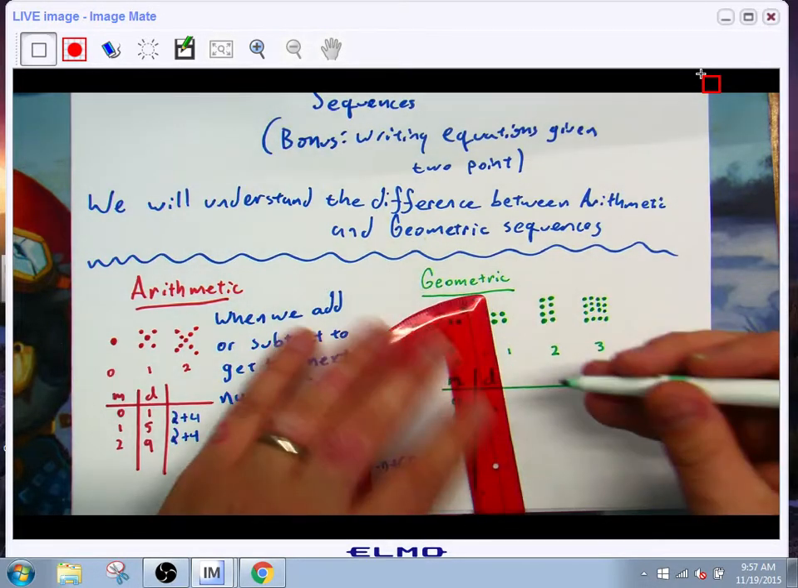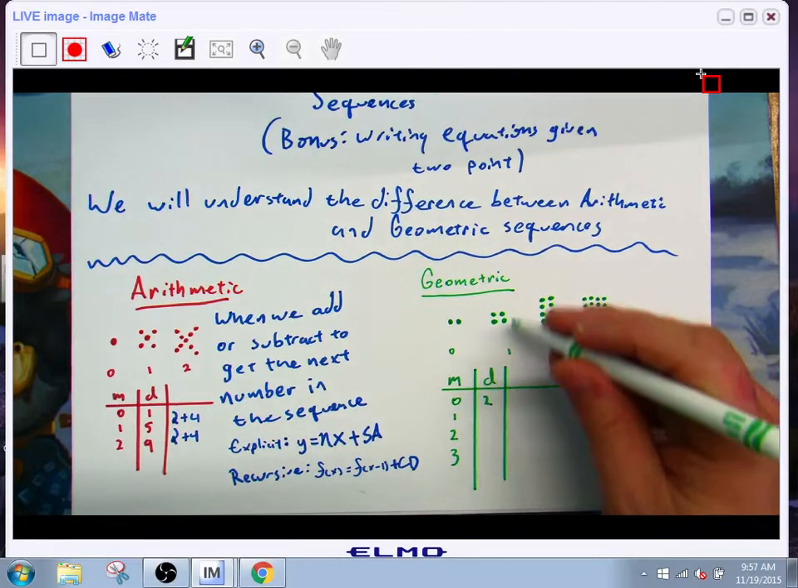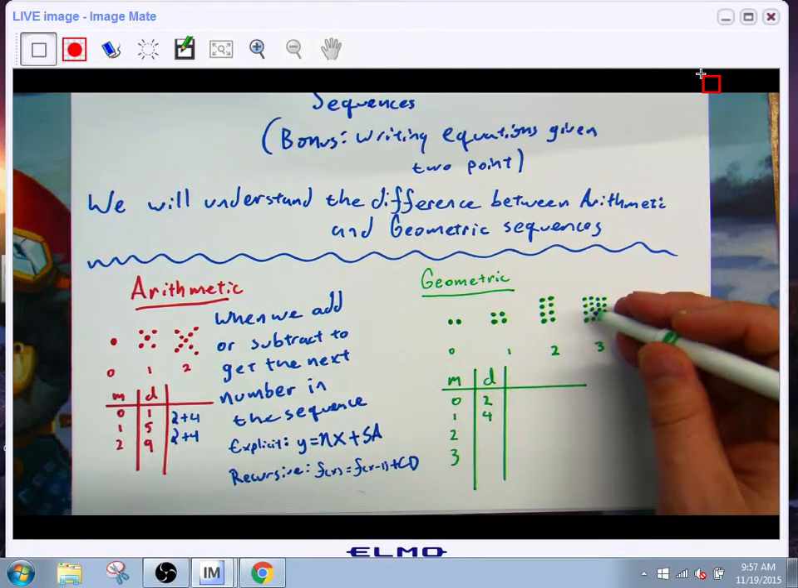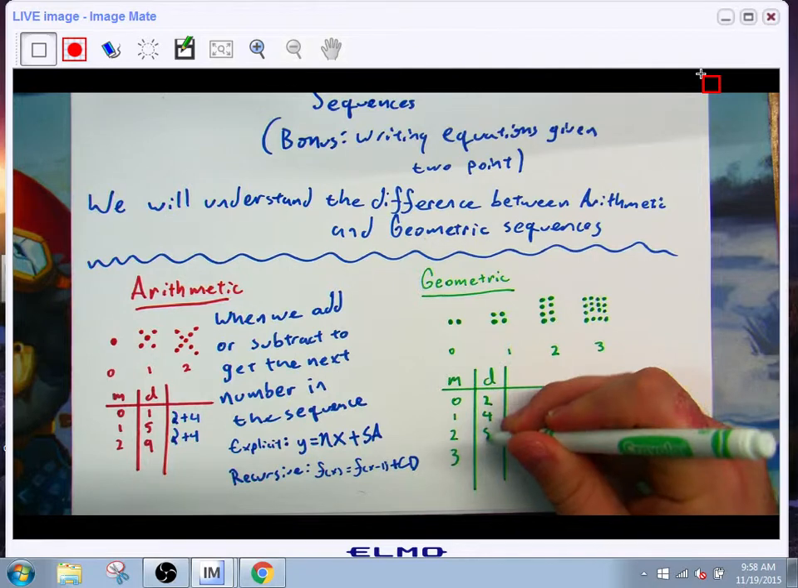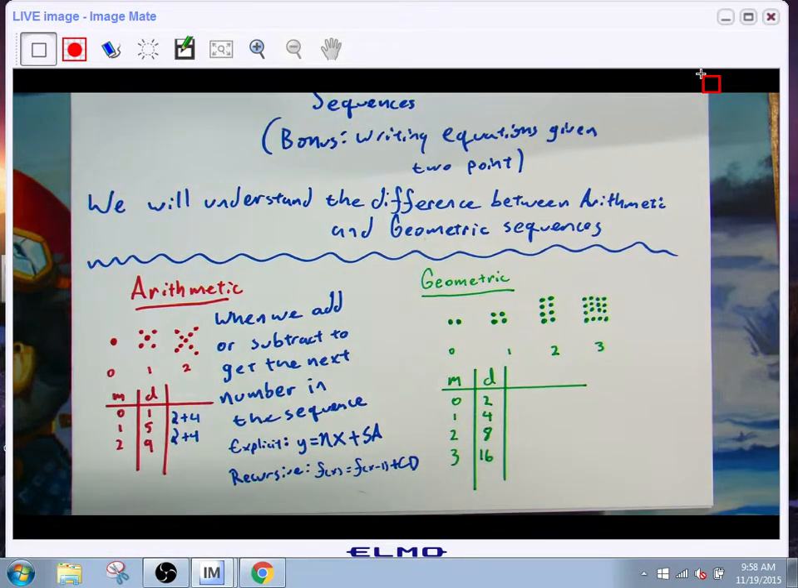Let's look at the number of dots we have. On day 0 we have 2. On day 1 we have 4. On day 2 we have 8. On day 3 we have 16. So what's going on here? What's going on with this one?